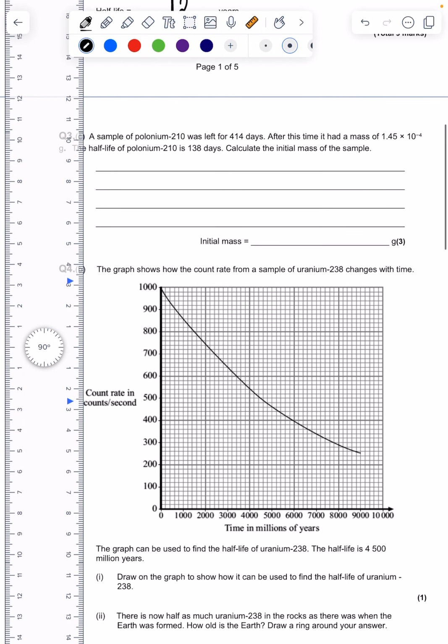So we've got a sample here for 414 days. After this time it had a mass of 1.45 times 10 to the negative 4. And we know the half-life is 138 days. So, first step here, you want to work out 414 divided by 138. So how many half-lives basically have we fitted in those 414 days, which will be 3 half-lives.